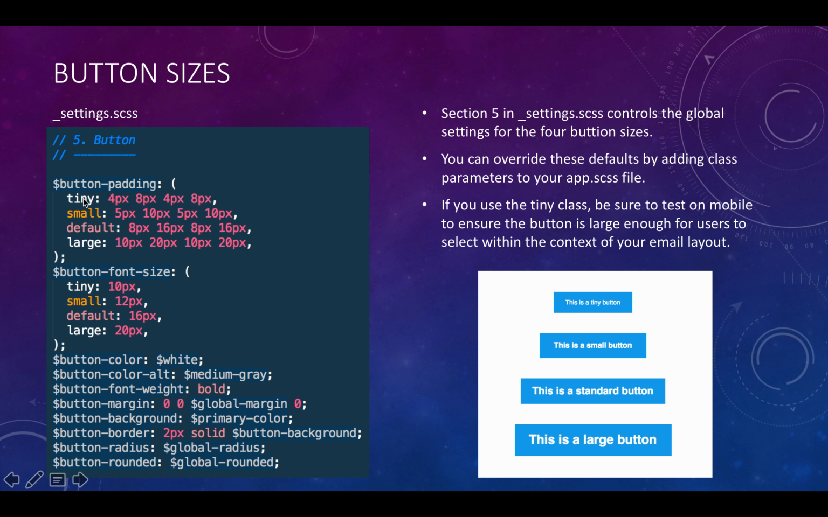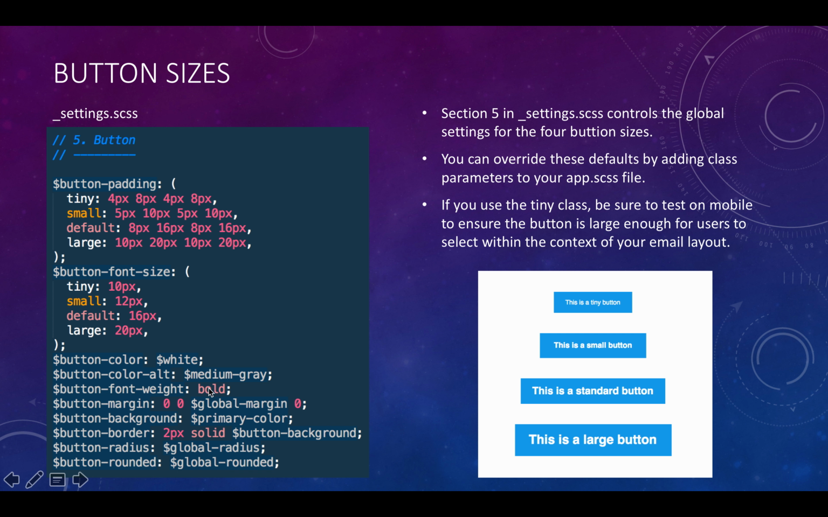So for instance, your tiny button, they give named sizes for these buttons. So you've got tiny, small, default, and large. And in doing so, you can change the padding for them, you can change the font size for each of those sizes of buttons. And as you can see in the lower right-hand side, they will scale upwards based on those parameters you put in here. You can also play around. We'll see it in just a minute.